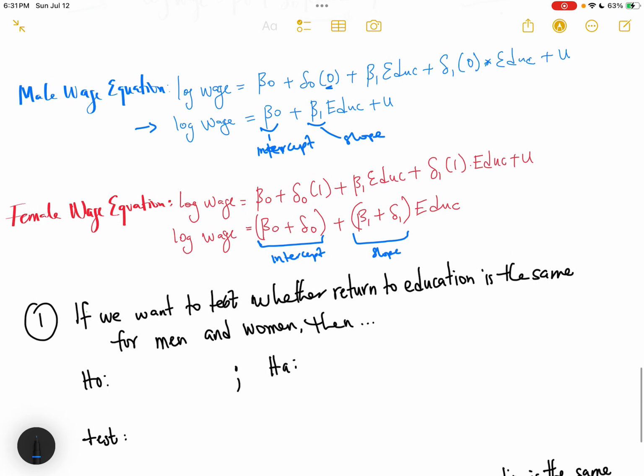But we can test this, right? We can do a hypothesis test for this. So say we want to test whether the return to education is the same for men and women. What we are trying to test here is the slopes. Are the slopes the same in the male and female wage equations? So our null hypothesis will be that delta 1 is 0, and the alternative will say delta 1 is not equal to 0. You see, and the test will be a t-test that we will do.